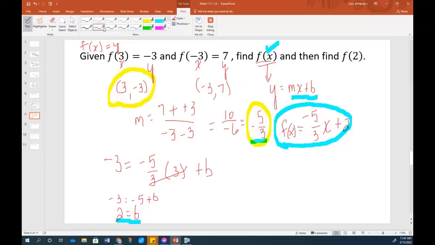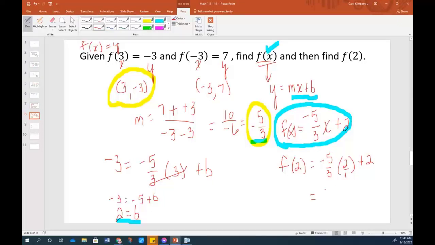I've done that. Then I'm supposed to find f of 2. That means I want to plug a 2 into x. And I get negative 5 over 3 times 2 plus 2. Now, you can do this on a calculator, of course, but multiplying fractions, I'm just going to put that 2 over 1, and then top to the top. Multiplying fractions, that's no problem. Top to the top and the bottom to the bottom.